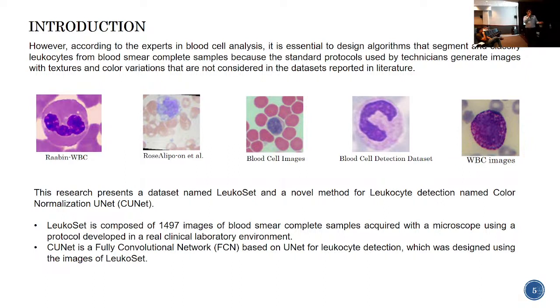Every one of these datasets represents normalization, the same kind of stain. So it doesn't vary the color of the cells. And that is something that may need to be considered during the classification and detection.